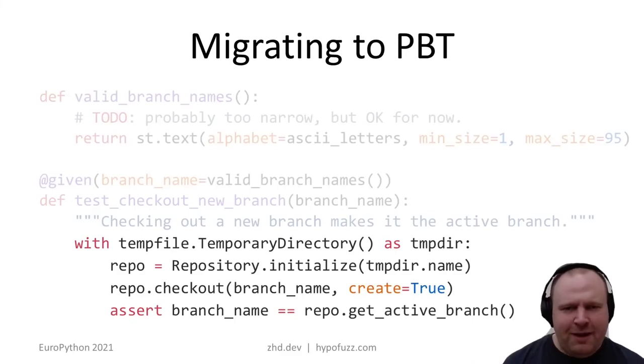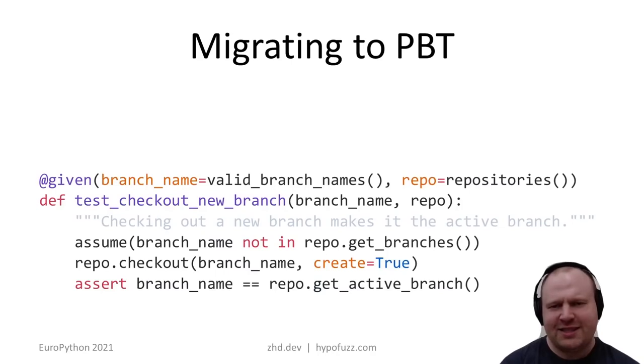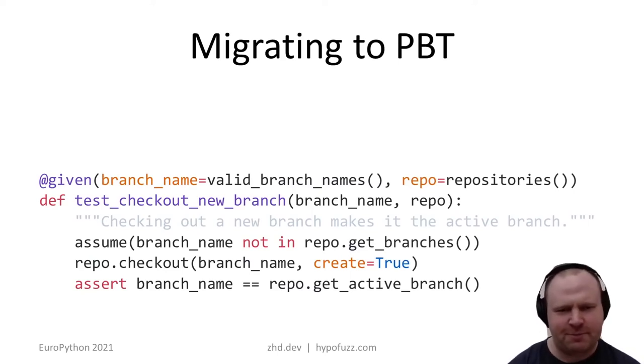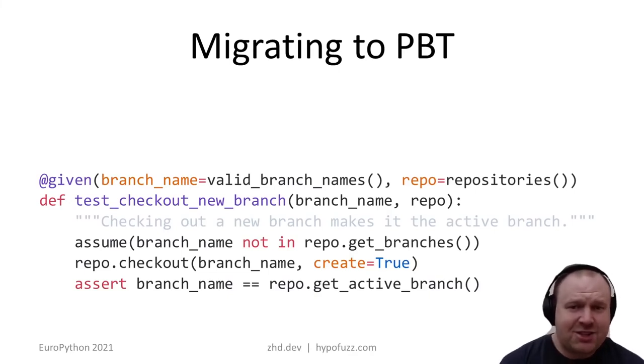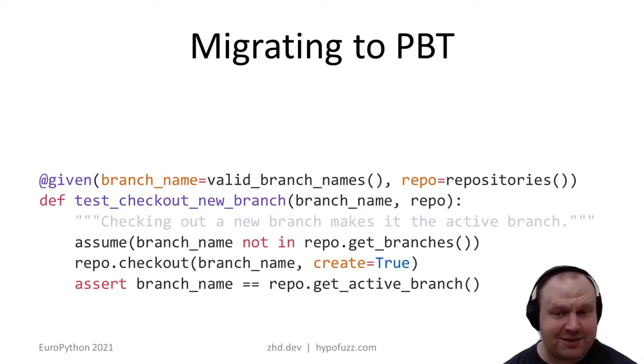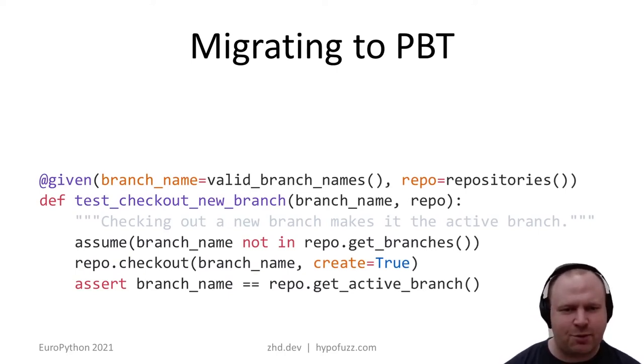And then we could come back and look at this, where we're still saying, do we really mean that this should only ever be true with a newly created repository? So the final test that I would be trying to migrate towards is something like this, where we say that given any valid branch name and any repository, if we assume that the branch name is not already a branch of the repo, then we check it out, then that branch name should be the active branch of the repository. Sounds pretty good to me, and I actually find this test a lot easier to read as well as a lot more rigorous compared to the starting point that we found.